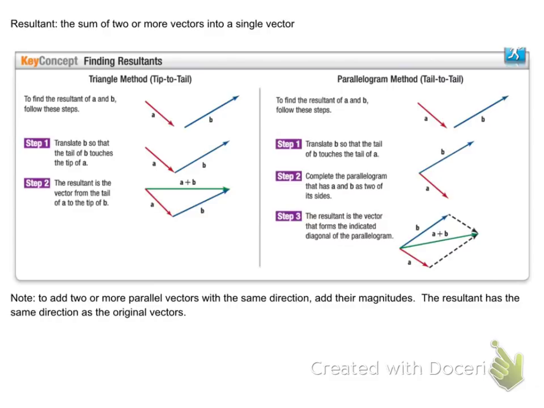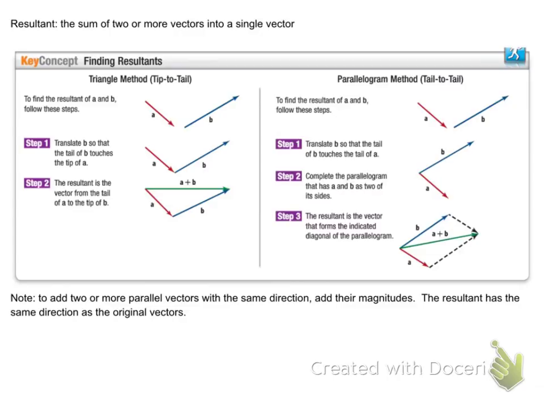Or all the way across, I guess, to point A, other side. So there are two different methods for finding the resultants. You got the triangle method, which they call tip to tail, which means the tip is where the arrow is, the tail is the non-arrowed side. And then the parallelogram method, that's the tail to tail. Both of these will work.